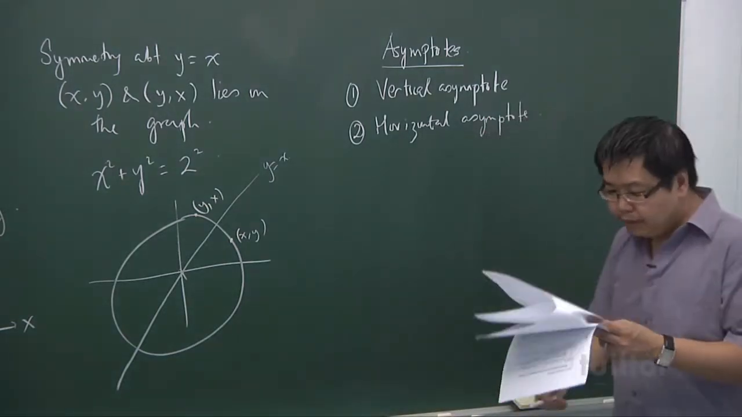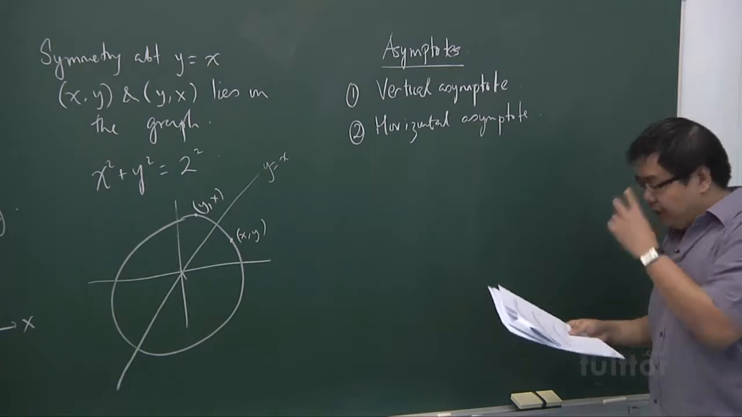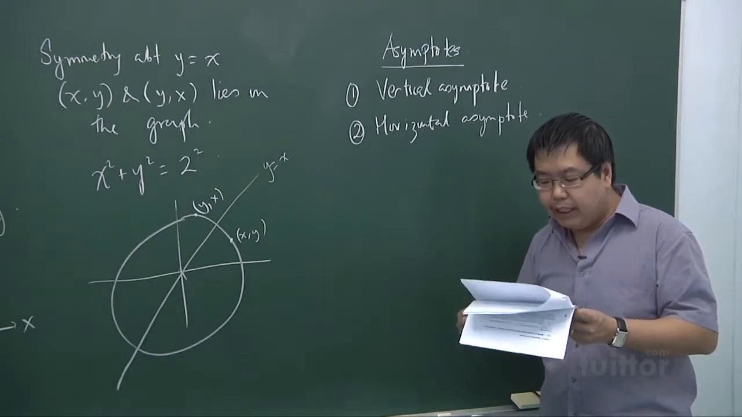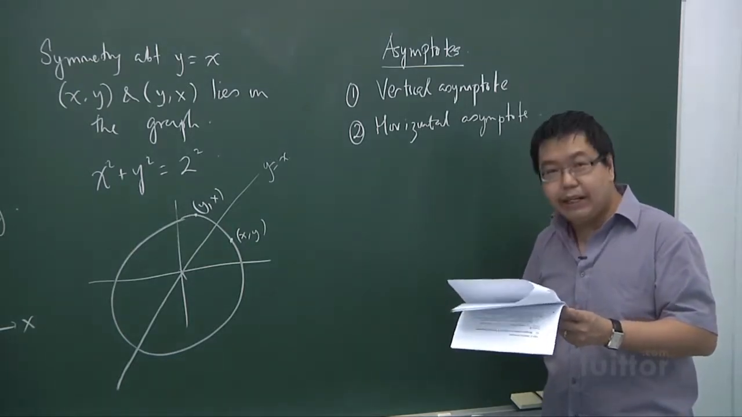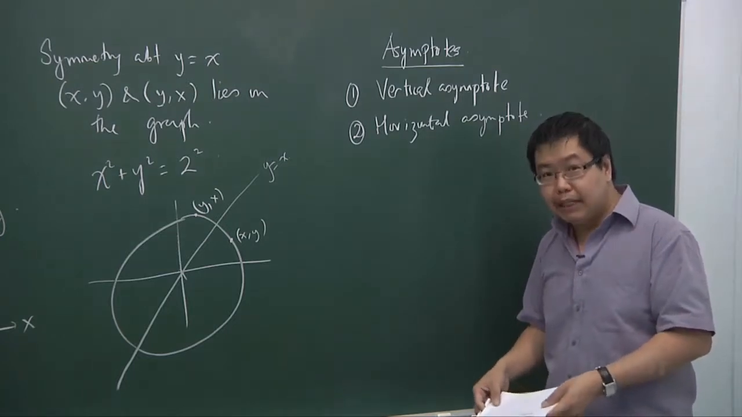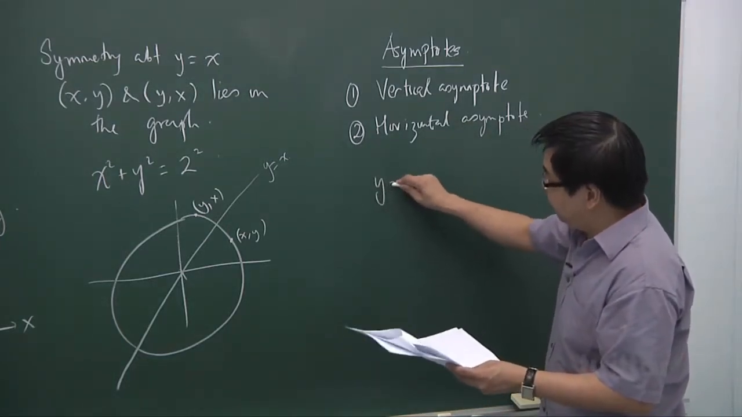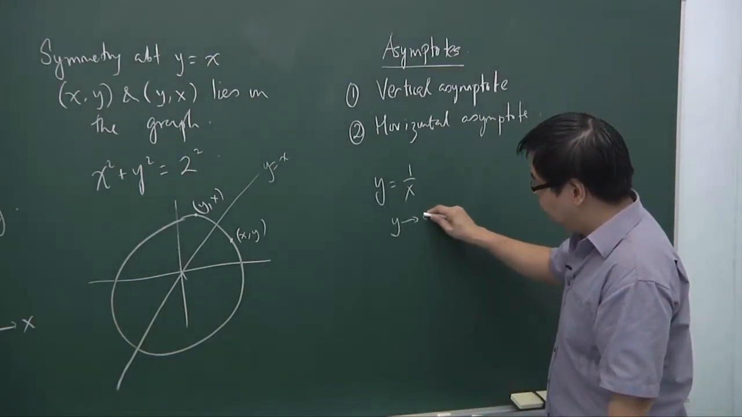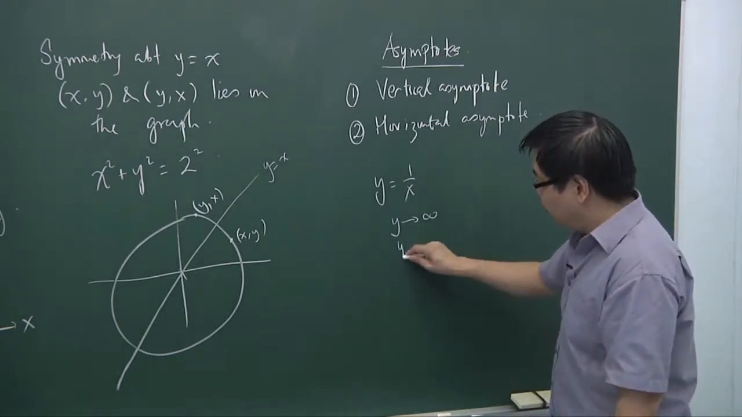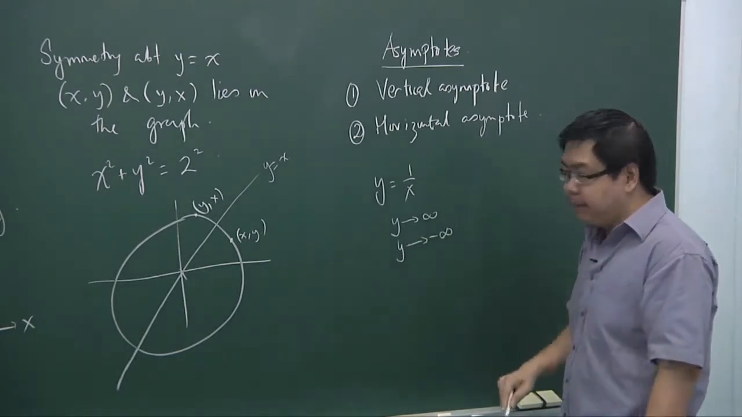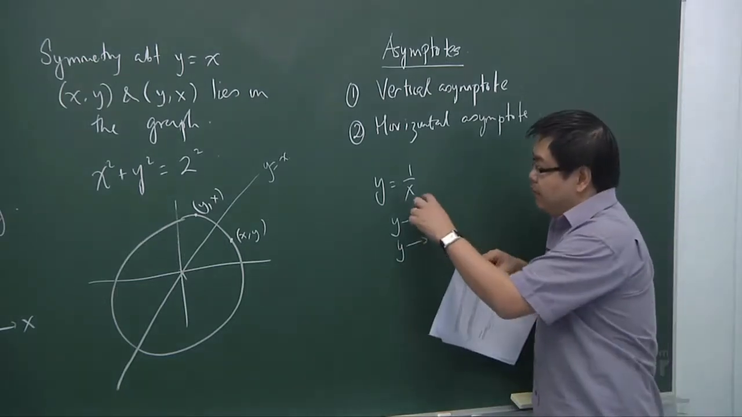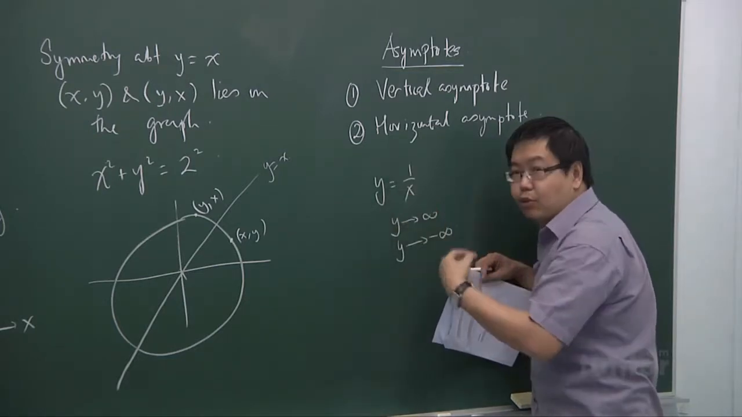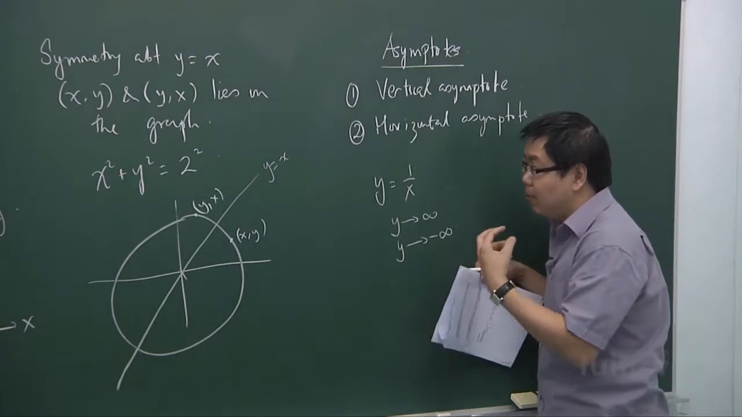Okay? Now, what is a vertical asymptote? A vertical asymptote, from the definition, is the line x equals k, where the curve approaches as y tends to infinity or y tends to minus infinity. So an example is y equals 1 over x. If you let y go to infinity or y go to minus infinity, what happens? That means x must be really, really small, in order for 1 over x to go to infinity or minus infinity.